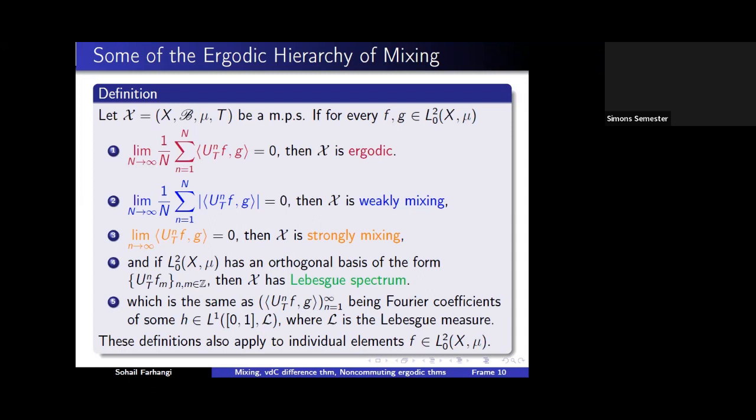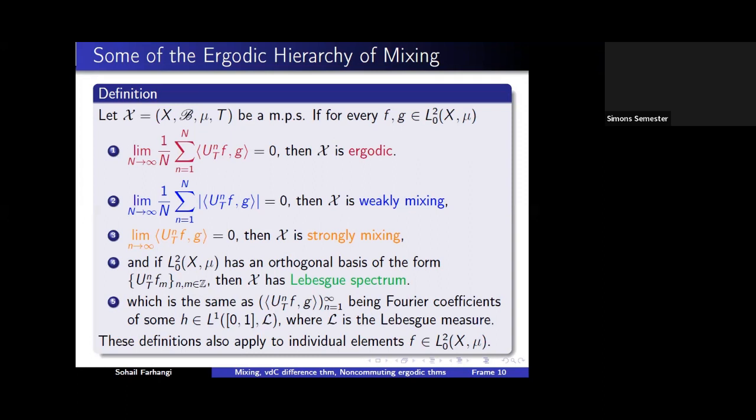So if a Cesàro average of these inner products goes to zero, the system is ergodic. If a strong Cesàro average of these inner products goes to zero, the system is weakly mixing. If the inner products just directly go to zero in the limit, then we have strong mixing. And if this L^2_0 has an orthogonal basis of the form U_T^n f_m, then it has Lebesgue spectrum. And I think this is maybe the definition that appears most often when I hear Lebesgue spectrum.